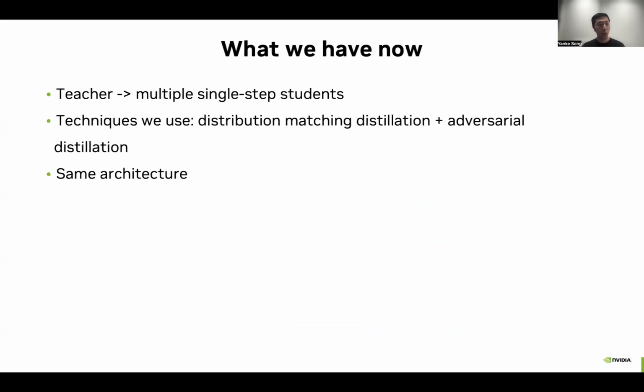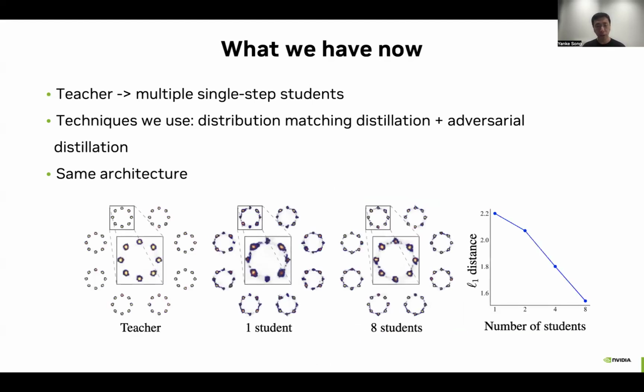To summarize what we have now, we now propose a framework to distill a single teacher into multiple single-step students. We use the state-of-the-art distillation techniques that include distribution matching and adversarial distillation. I'm not going to go into details here. I need to emphasize that for these two methods and almost all other distillation methods, they need to use the same architecture for teacher and student. And this is what we have now. We do this on a very simple toy model, and we see that the more students we use, the better performance we're going to get.